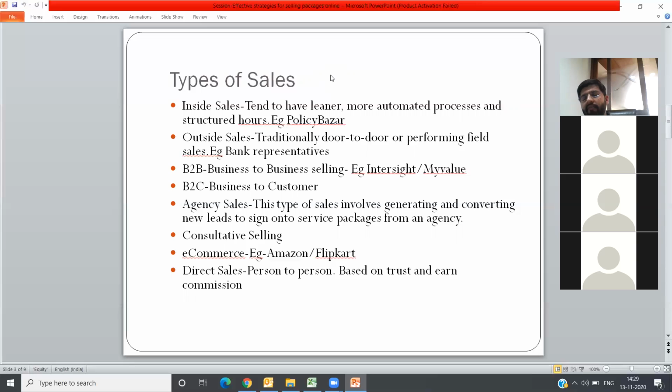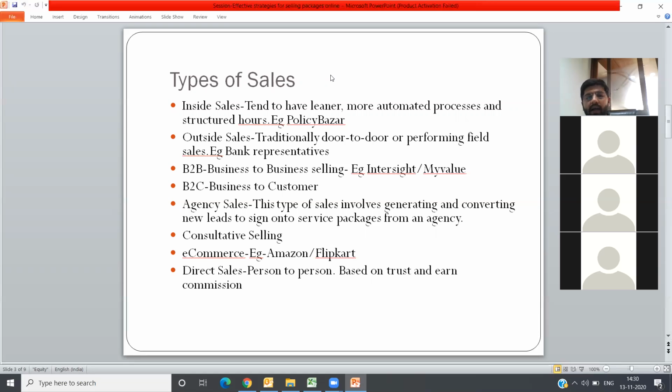The third one is B2B sales, like Intersite, MyValue. We'll be getting the customers and forwarding the same to them. They are just coming to our office once or twice a year, and we are just forwarding the leads and getting the things executed. They have a good network, they have good rates, so they are able to get the business on their own. B2C, traditionally the maximum market is based on B2C only, like the shops in the local markets, where the customer will be coming, picking up the products and getting it billed.